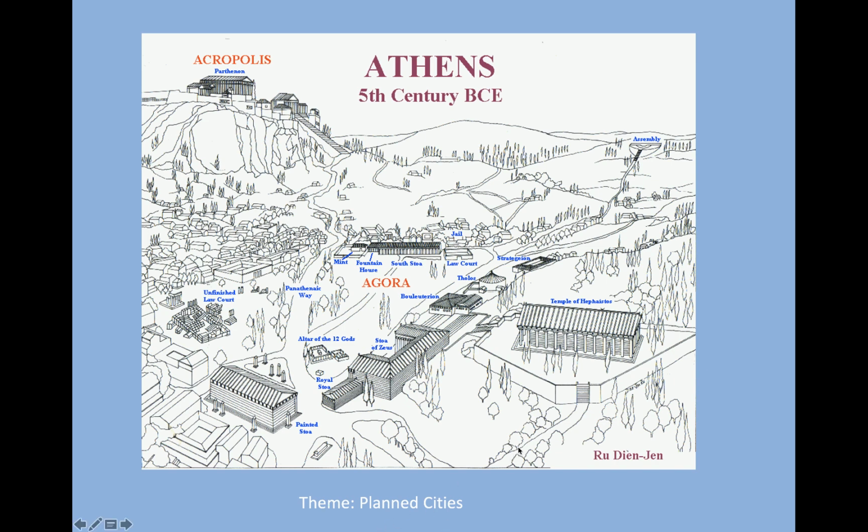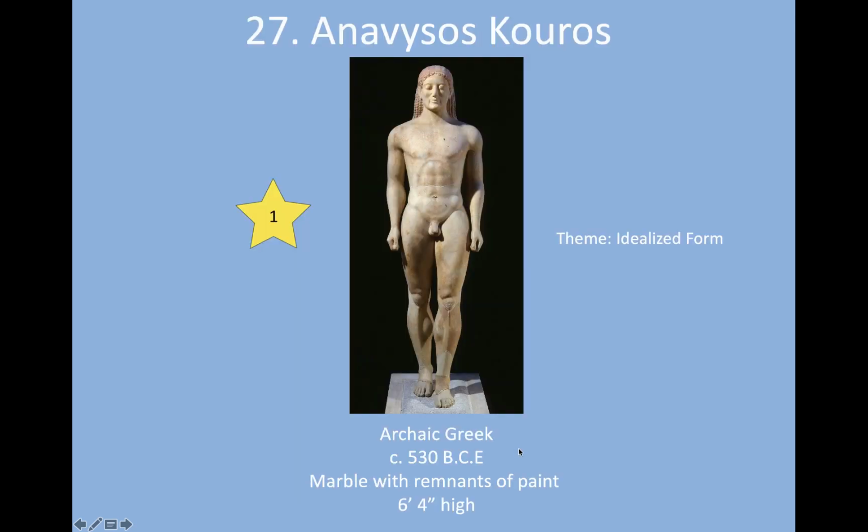Our next image for today is this work, which is called the Anavysos Kouros. Kouros means young or youth. And so you're looking at an archaic piece. The time period is 530 BCE. This is marble. It has some remnants of paint on it.